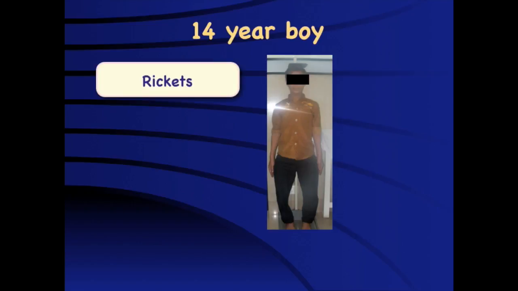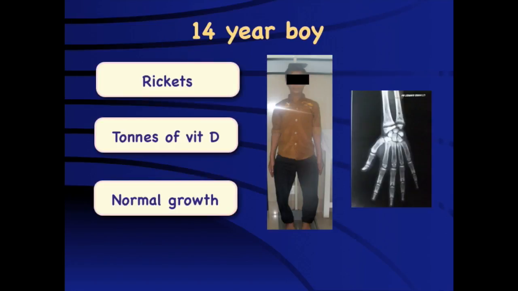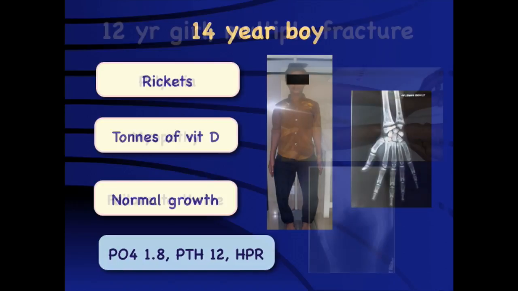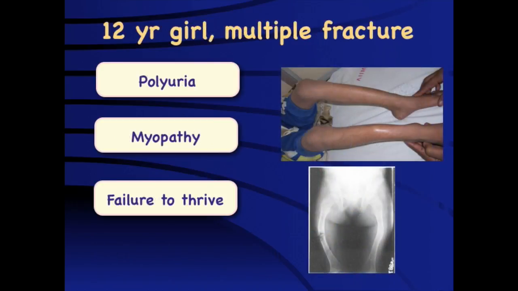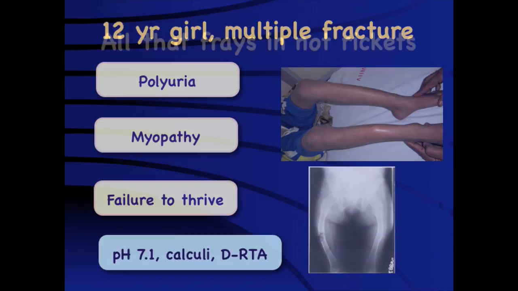14-year-old boy with predominantly lower limb involvement, multiple deformities, otherwise fine and growth normal. Most likely this is hypophosphatemic rickets. Very low level of phosphorus and PTH is normal. 12-year-old girl with multiple fractures, polyuria, myopathy and failure to thrive. This is a classical presentation of distal renal tubular acidosis, has significant acidosis and renal calculi.